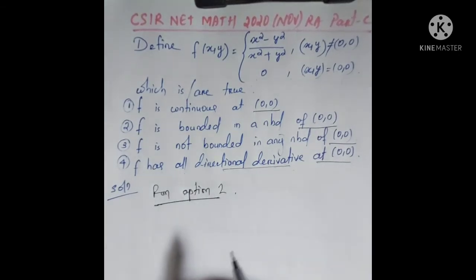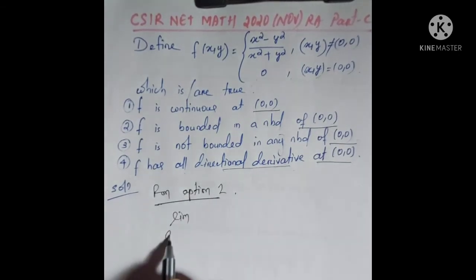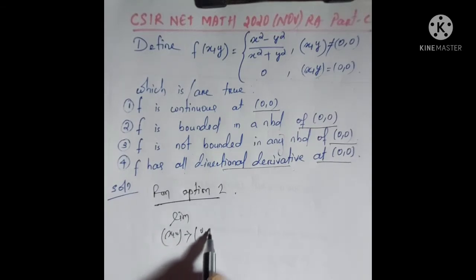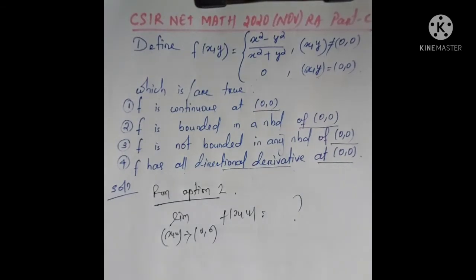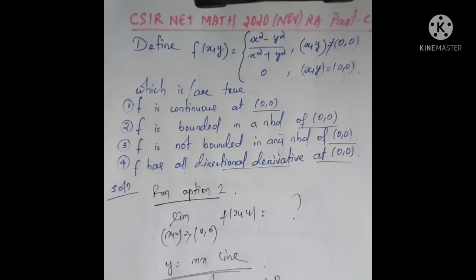For option 1, to check the continuity, we have to check whether the limit at (x,y) tends to (0,0) exists or not. Now take the line y = mx. Then when x tends to 0, (x,y) = (x, mx) tends to the (0,0) point.